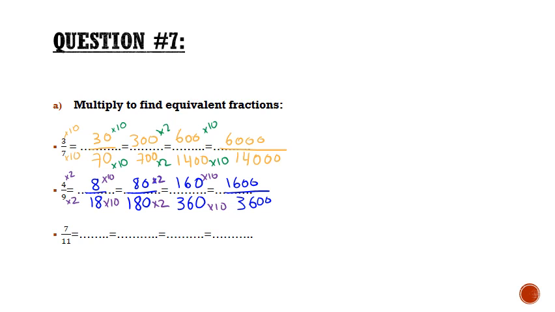I should multiply by? 2. Yes, you can. By 2. What do I get? 14 over 22. Very good. Now I will multiply by? 2. So what do I get? 28 over 44. Now? By 10.